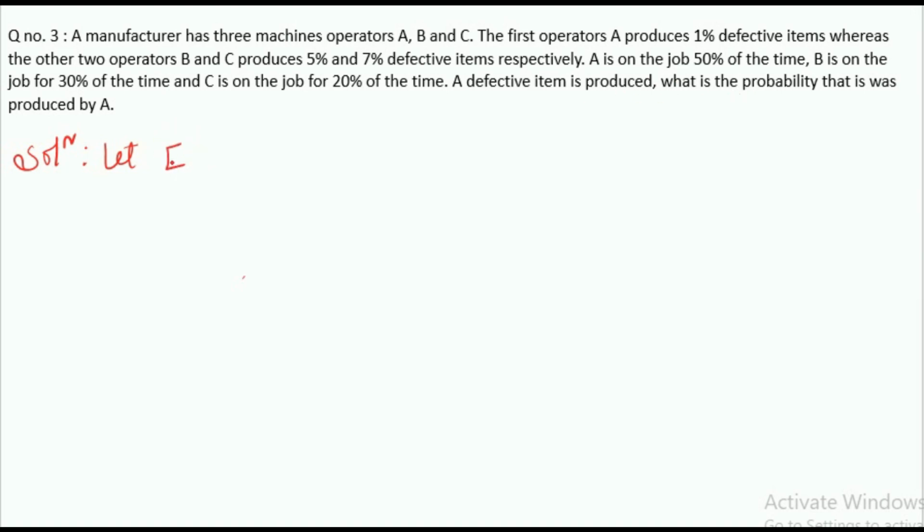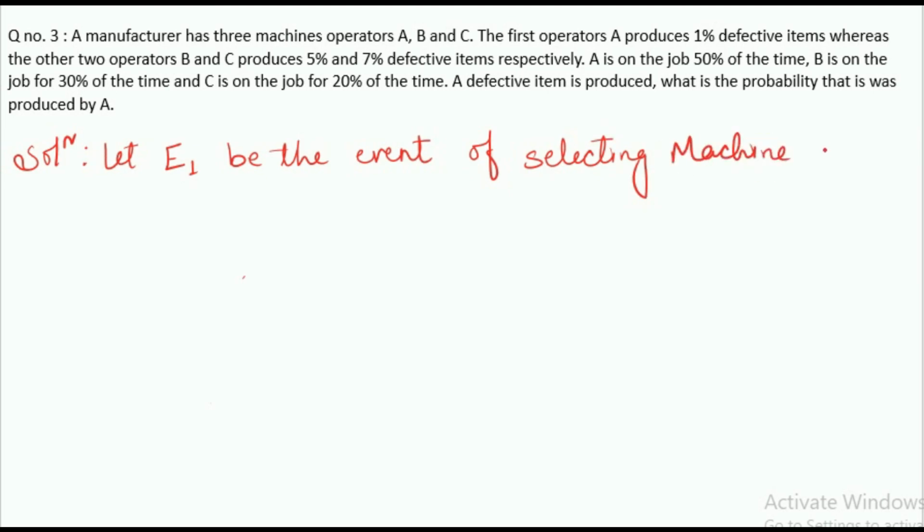So let E1 be the event of selecting machine A. E2 be the event of selecting machine B. E3 be the event of selecting machine C. Okay, machine C. So now what will I do?